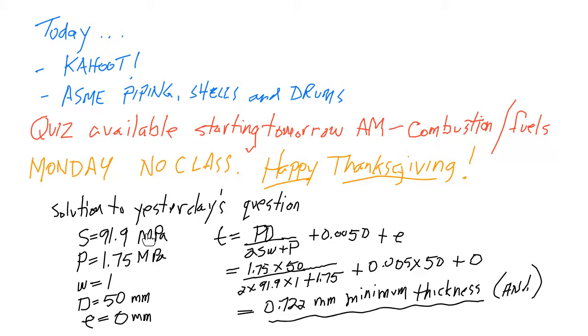Now these are the units that we use. For S, we're always using megapascals. For P, we're always using megapascals. For diameters or radii, depends what the formula is, we're always using millimeters, and additional thickness is in millimeters. So then it's kind of like plug and play. And you should have come up with 0.722 millimeters, let's say 0.72 millimeters. That's a minimum thickness. The tube can be thicker than that, but it can't be thinner than that.